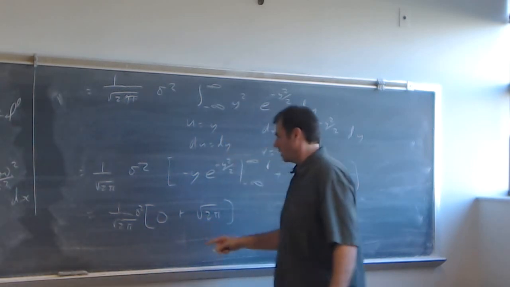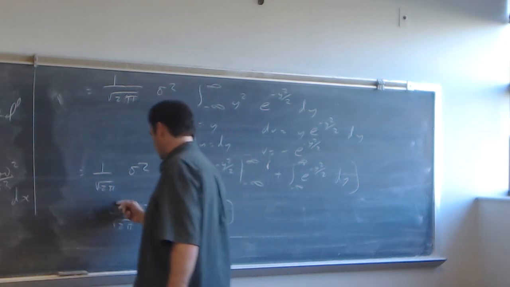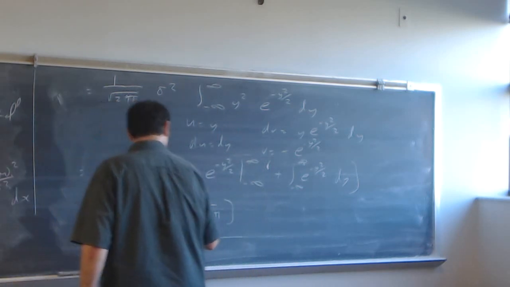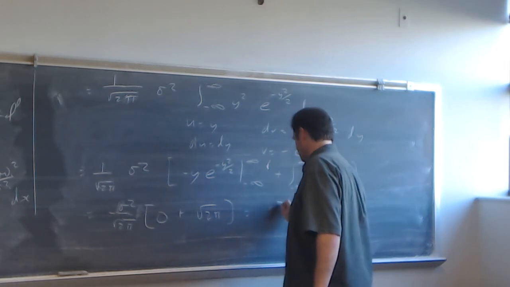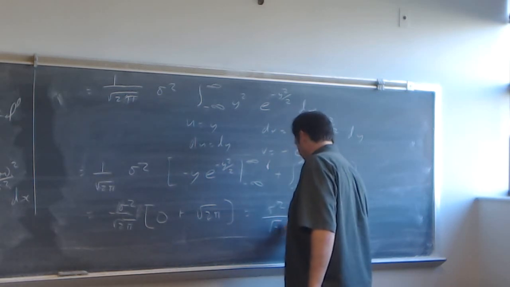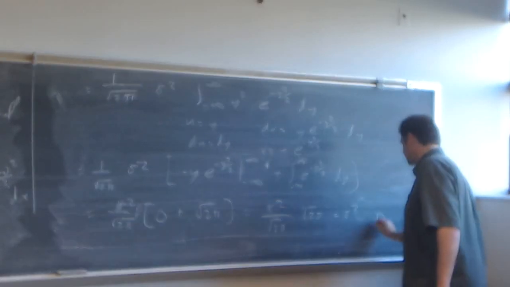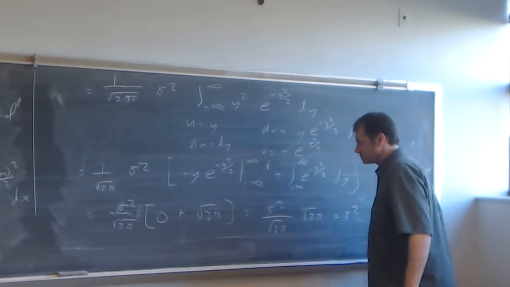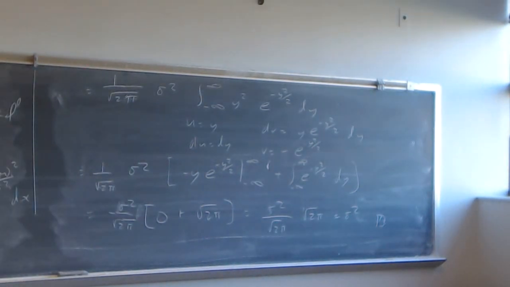So, I'll rewrite this: sigma squared over the square root of 2 pi times the square root of 2 pi equals sigma squared. That's what I wanted to show. Ladies and gentlemen, we just showed that the variance of normally distributed random variables with parameters mu and sigma squared is sigma squared. That's what I want to conclude with today. Thank you very much for your time and patience.